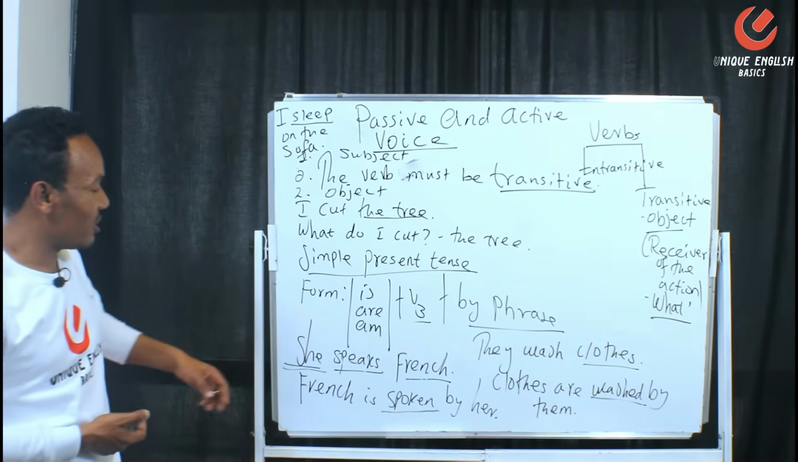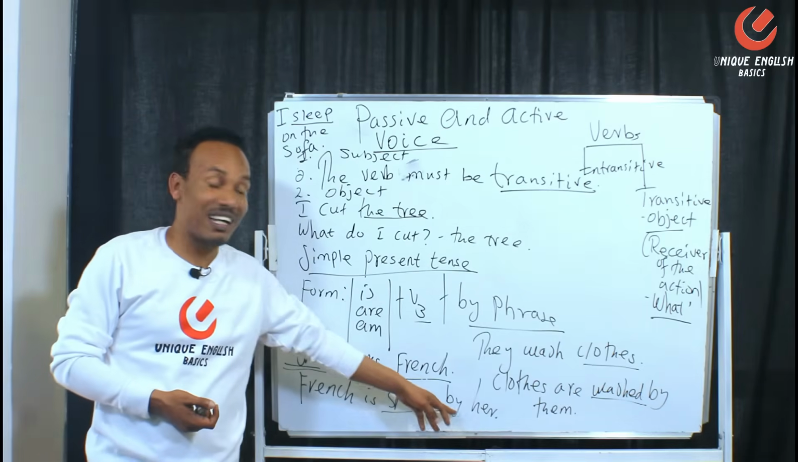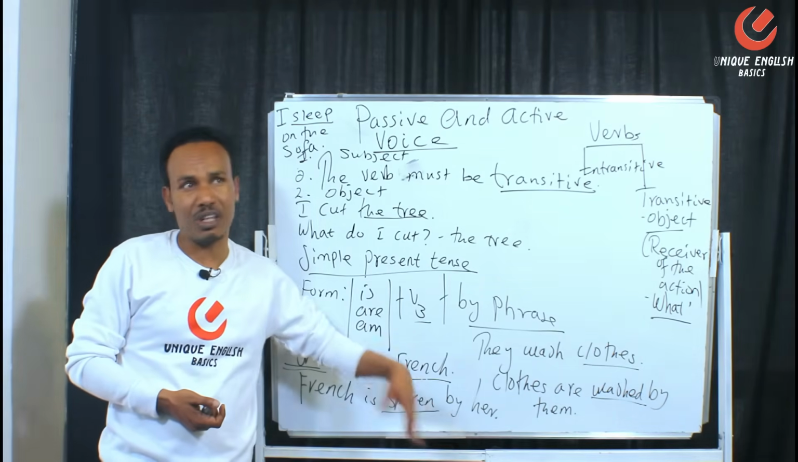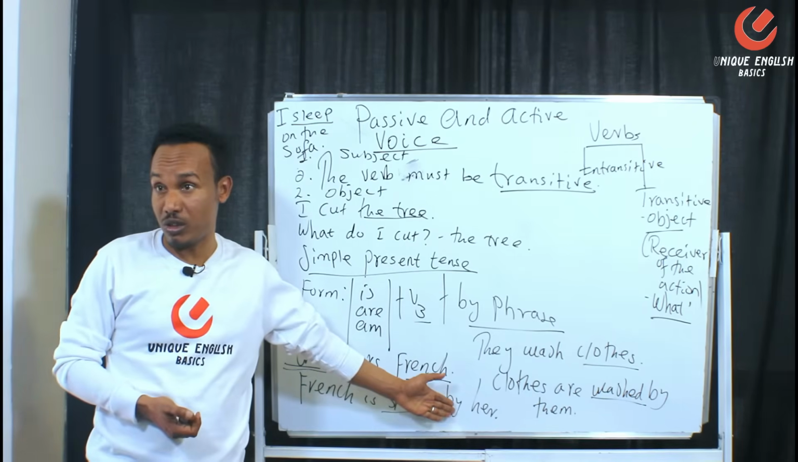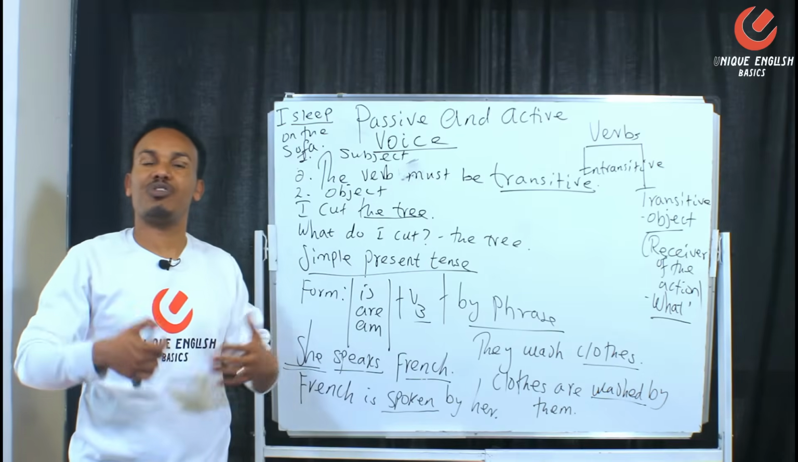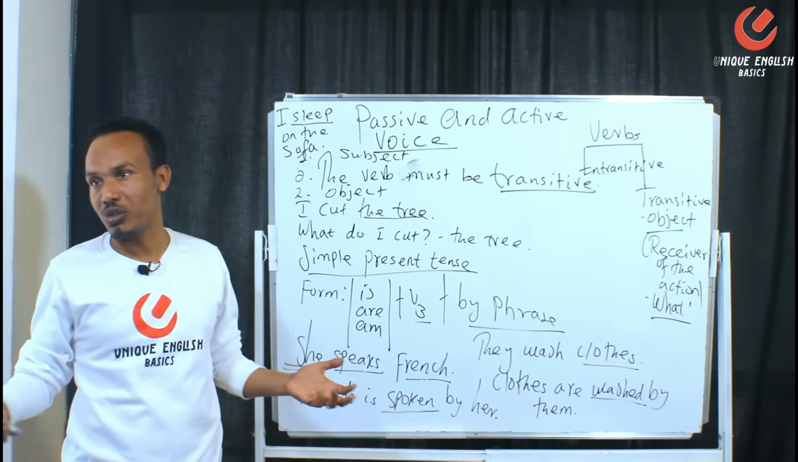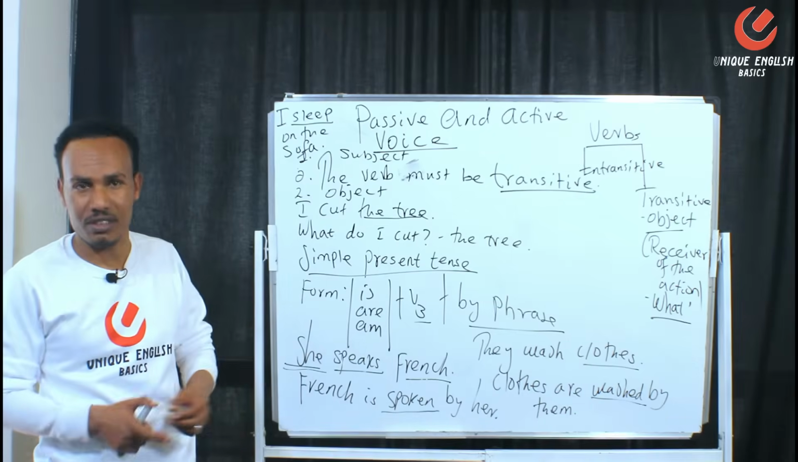Okay, that's so good. But here it says French is spoken by her. French is spoken. Do you understand me? Yeah, but if it is very large, French is spoken all over the world. Yes or no? That's possible. I'm not sure whether it's spoken all over the world or not, but just this for the sentence, all right?